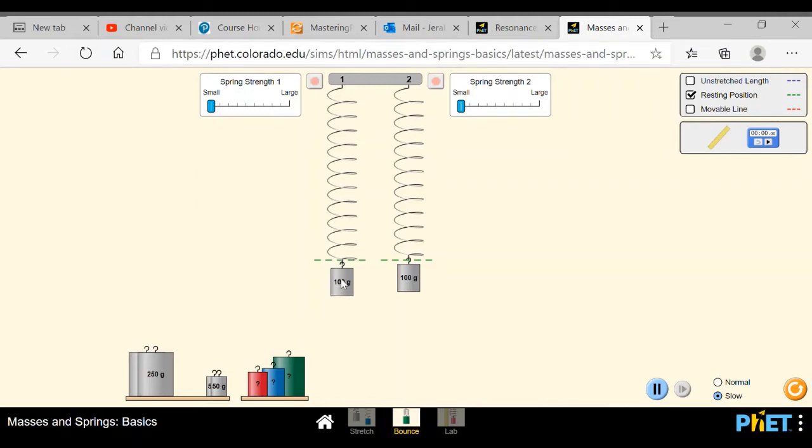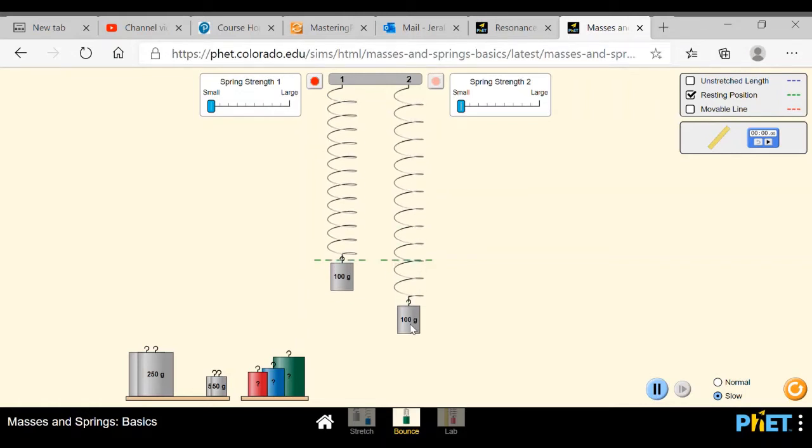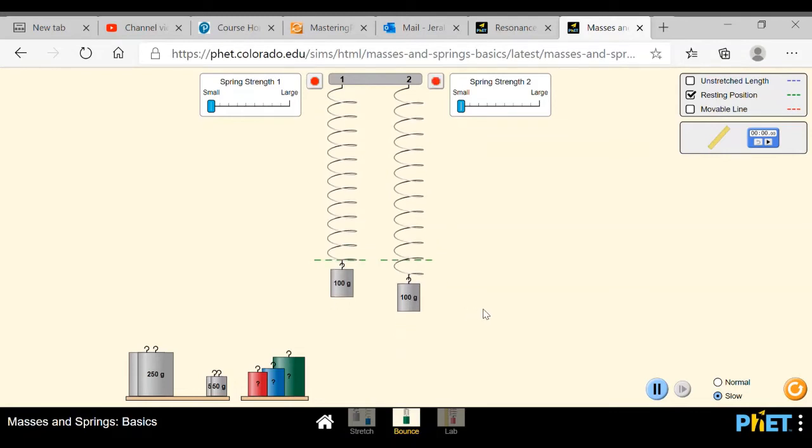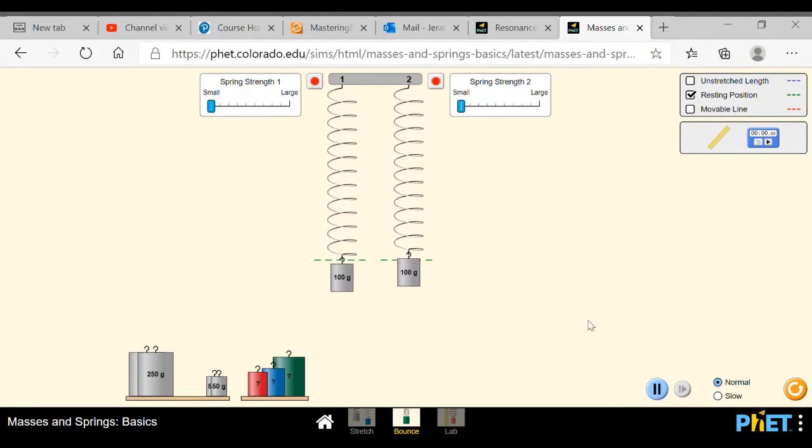So I'm going to take the one on the left and give it a very small amplitude. I'm just going to pull it down a little bit and let it go and get it started. Now this one over here, I'm going to pull it down quite a bit more, and I'm going to wait till they're right at the same point and release it. So let me go to the normal speed now and let's watch these things bounce back and forth.